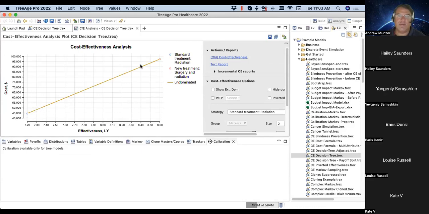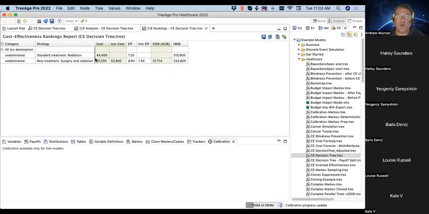And you get your cost and effectiveness, and the slope of this line is the ICER. And the text report gives you your actual ICER, incremental values, and now you have your base case analysis. And if we assume that the willingness to pay were 50,000, then we would recommend the new treatment, surgery and radiation, because the ICER is less than that, and we got sufficiently good health outcomes to justify the increase in cost. That's not that hard to understand. But when we get to sensitivity analysis, people struggle a little bit with that.